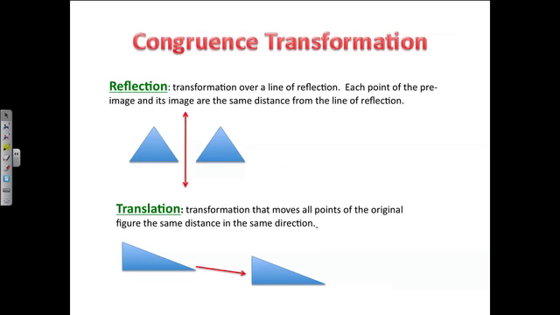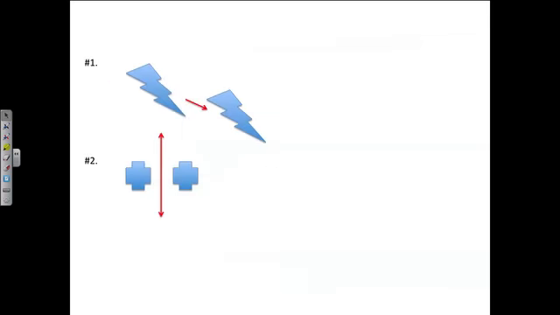Congruence transformations, really interesting. Riveting stuff, really. Reflection is a transformation over a line of reflection, and each point of the pre-image and its image are the same distance from the line of reflection. Translation. A transformation that moves all points of the original figure the same distance in the same direction. Moving on. Now we're going to do some practice problems.